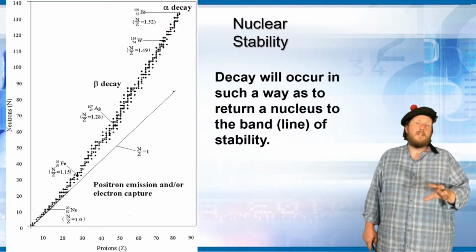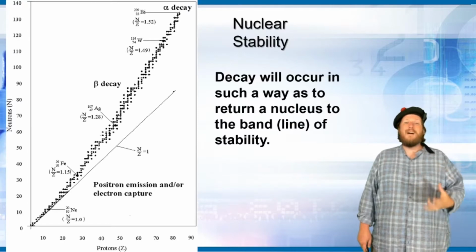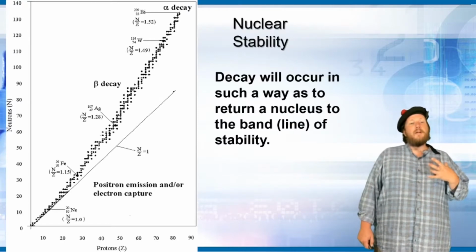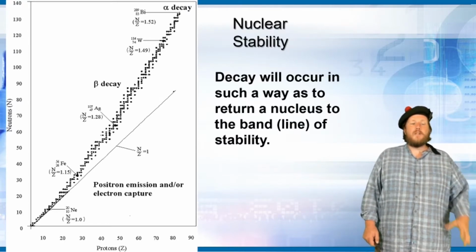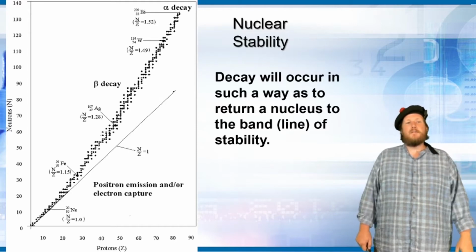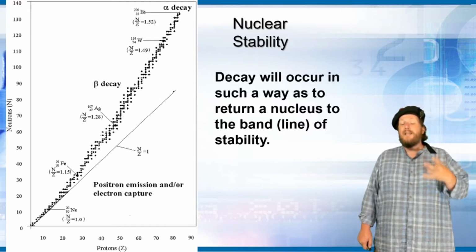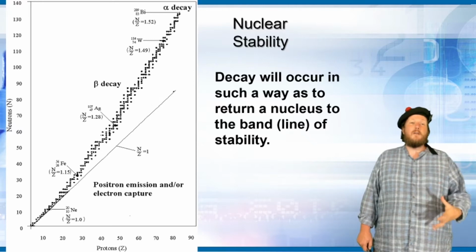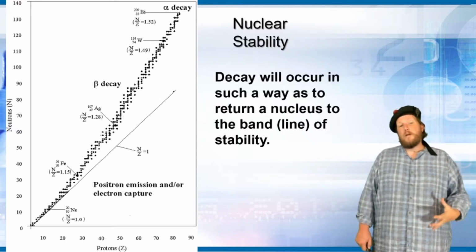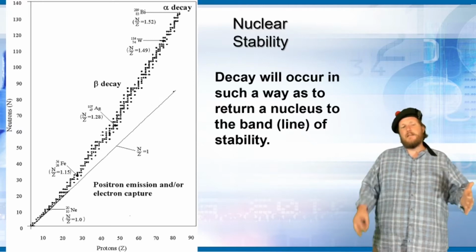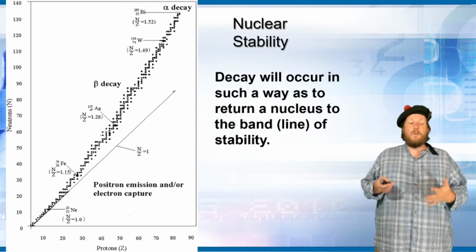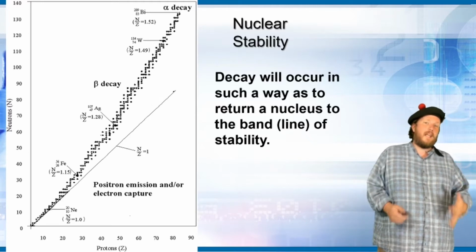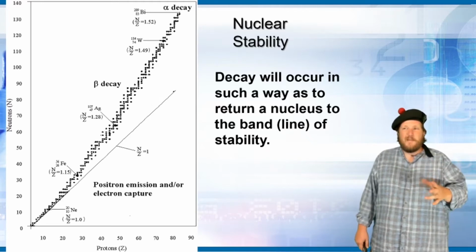So nuclear stability: decay occurs when something's not stable. There is a band of stability, which is where all the dots are that show you elements and isotopes of elements that are stable and won't undergo decay. Anything outside of this line is unstable and will undergo some sort of decay. Everything wants to be in the band.